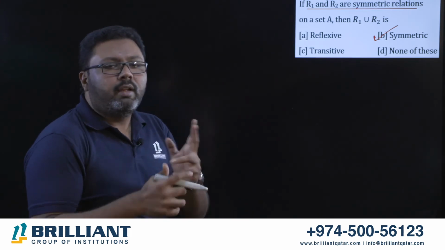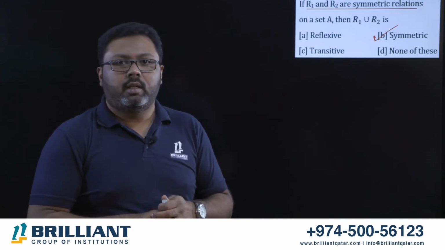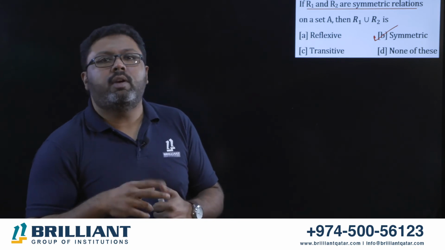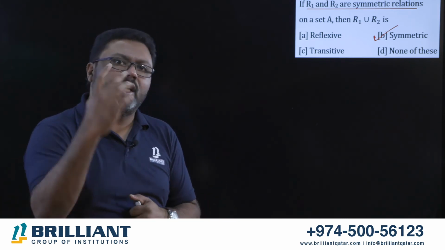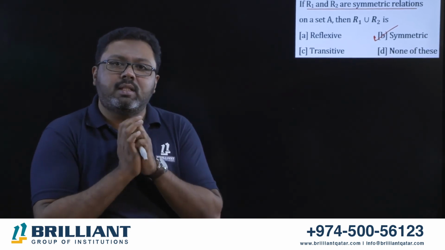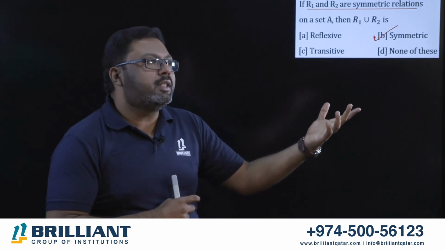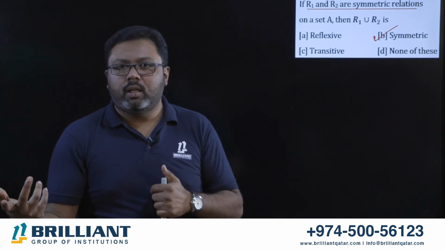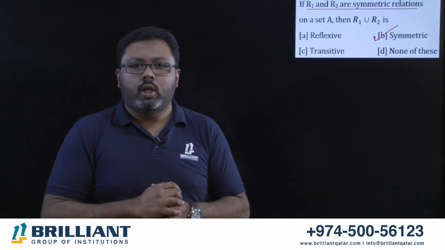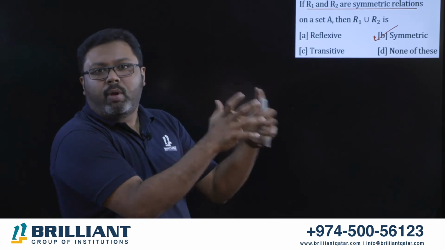Okay, no doubt in that. If R1 and R2 are reflexive, R1 union R2 is also reflexive. If R1 and R2 are transitive, then R1 union R2 is also transitive. If R1 and R2 are equivalence, R1 union R2 is also equivalence. Keep in mind, the union of two relations will exhibit the same property of the two relations. If you say R1 is reflexive and R2 is symmetric, will the union become reflexive and symmetric? No, that doesn't work like that. Both the relations should be exhibiting the same property.